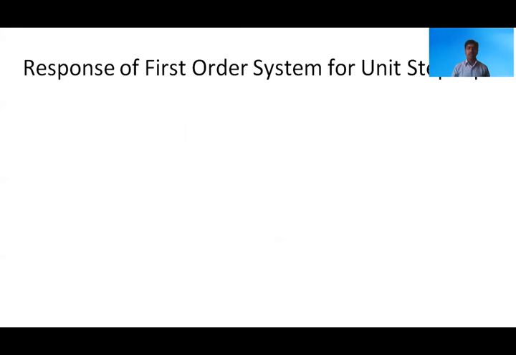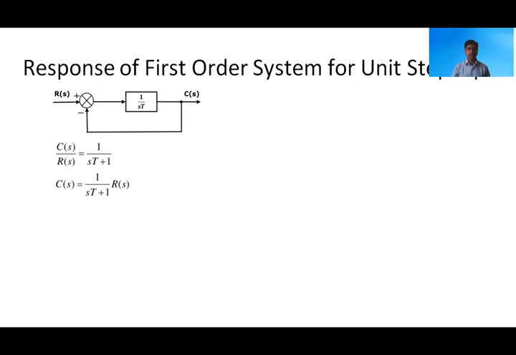Now we'll see the response of the system for the unit step. Any input you can take from the standard input signals. Here I will explain how to get the response of the first order system for the unit step input only. The remaining test signals you can apply and test in a similar way. So this is the given closed loop control system with open loop gain of 1 by sT and feedback gain of 1 or unity feedback. From this we already know the transfer function C of S by R of S is equal to 1 by sT plus 1.